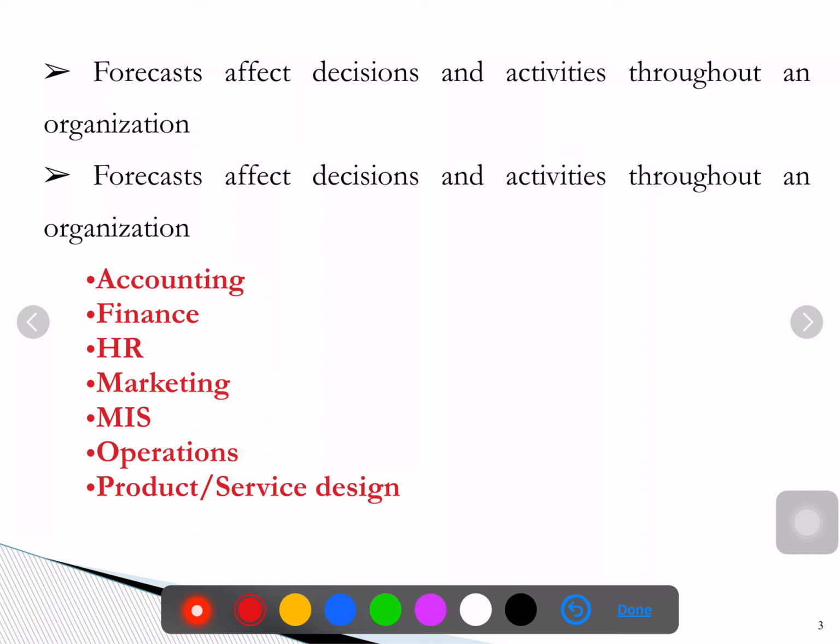Forecasts affect decisions and activities throughout an organization. For example, forecasts affect the accounting department, the finance department, the HR department, and the marketing department, including marketing, promotional, and sales activities. Forecasts affect information systems departments, the operations department, and also product and service design. So forecasts affect all activities of an organization.